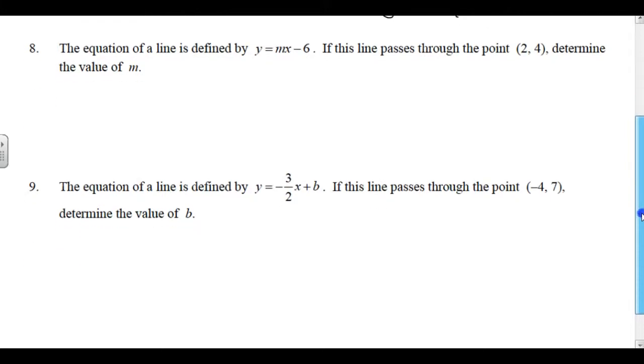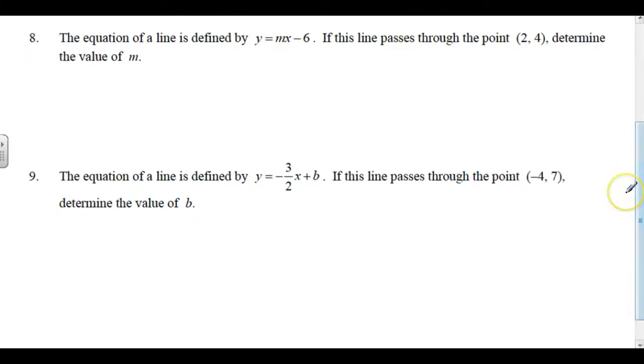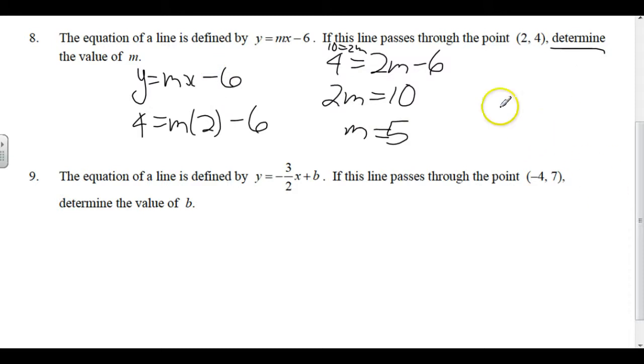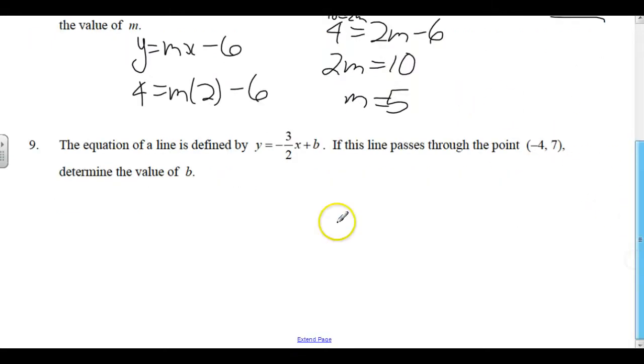The equation of a line is defined by y equals mx minus 6. If this line passes through the point 2, 4, so formula, y equals mx minus 6. Substitution, we know that y is 4 when x is 2, so 4 is equal to 2m minus 6. 2m is equal to, move that over there, add, right, 10. So really we get 10 equals 2m, and then just reverse the order of writing. And m equals 5. And determine means show your work. You can't just write it down. You can't do this in your head. You got to show what you're doing.